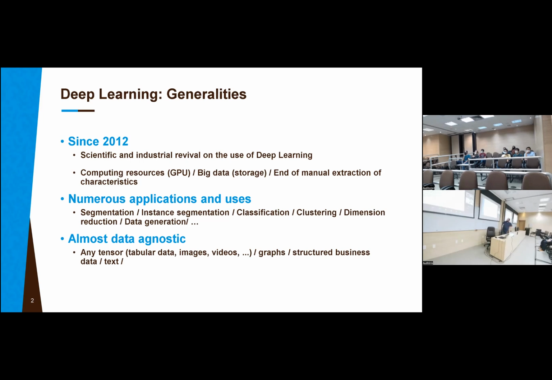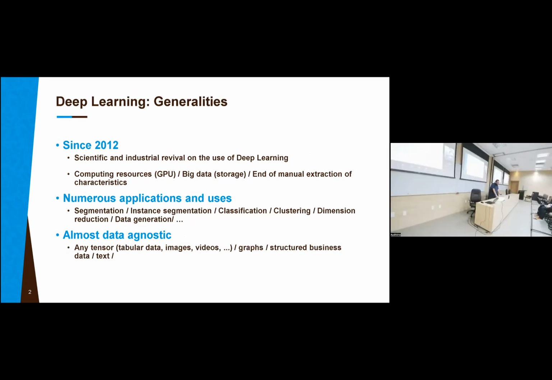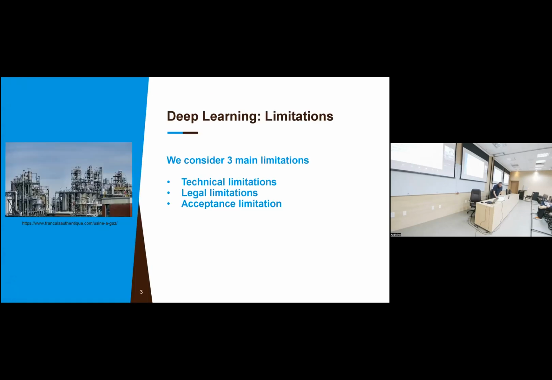It's used in several applications and use cases, for example, with segmentation, classification, instance segmentation, data generation, dimension reduction. There are lots and lots of use cases, and we can find more every day. And it is also almost data agnostic. It means that if you are able to manipulate a tensor, such as an image, a video, you can use deep neural networks, but you can also use them with graph data, with business structure data, with text, and lots of other kind of data.